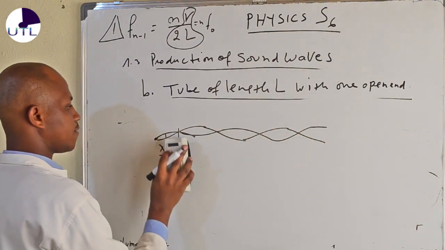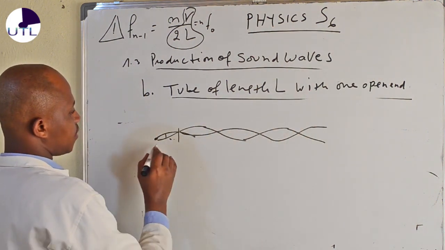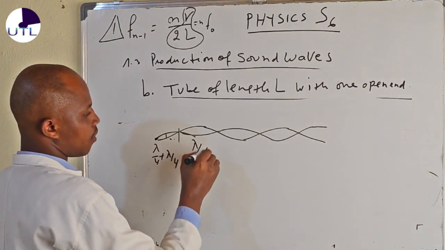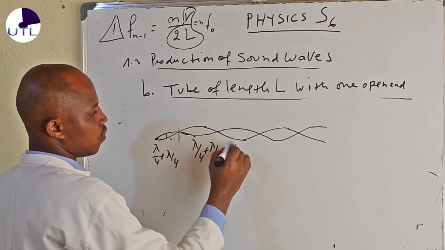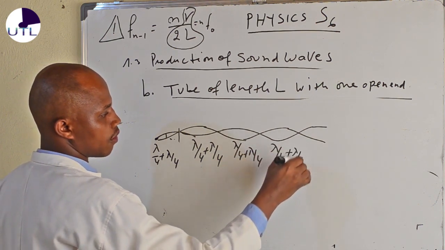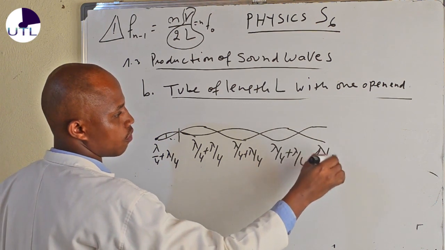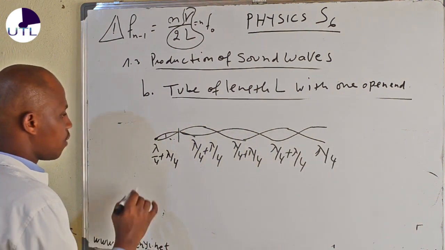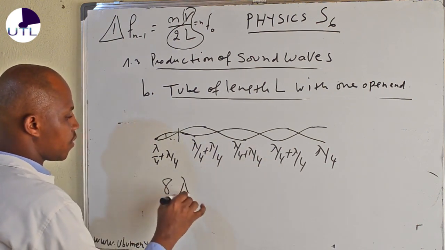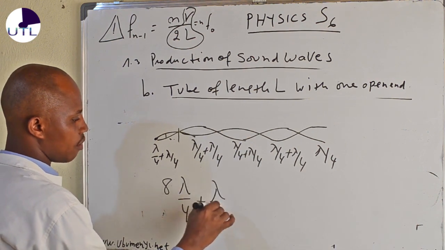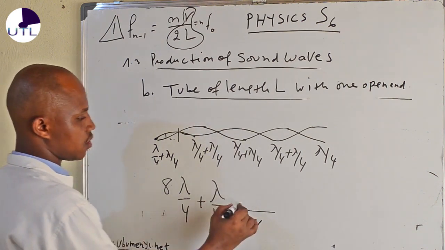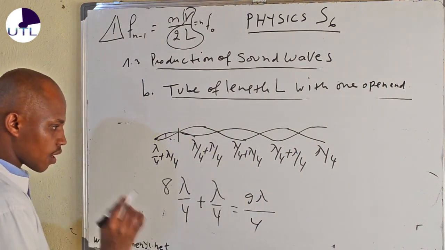What if you do this? That is wavelength divided by 4 plus wavelength divided by 4, and so on for each pair, then plus one more wavelength divided by 4. By adding all of them, I have 1, 2, 3, 4, 5, 6, 7, 8 wavelength divided by 4, plus another wavelength divided by 4. With the common denominator 4, that is 9 wavelength divided by 4.